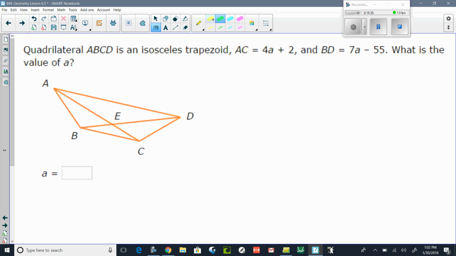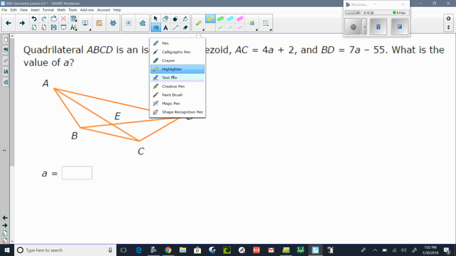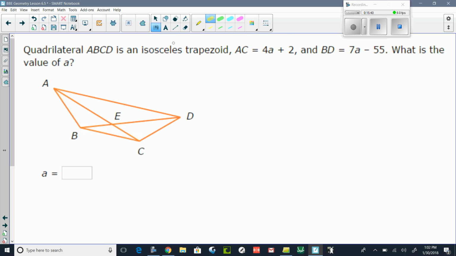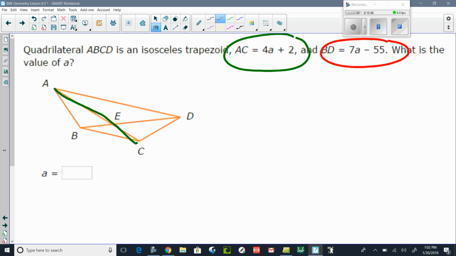Looking at one last example, we're talking about diagonals here. We are given the fact that AC is 4A plus 2. That would be this whole diagonal is 4A plus 2. And we're given the other diagonal, 7A minus 55, for BD. But if this is indeed an isosceles trapezoid, which we're told, these two need to be equal. So 4A plus 2 has to equal 7A minus 55.